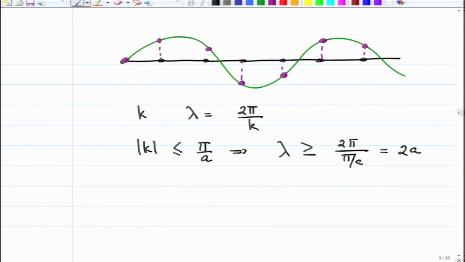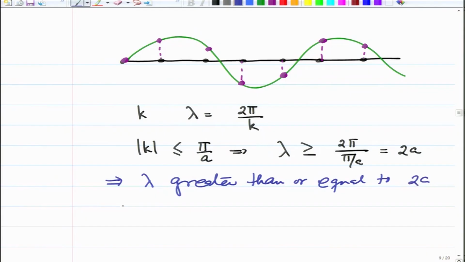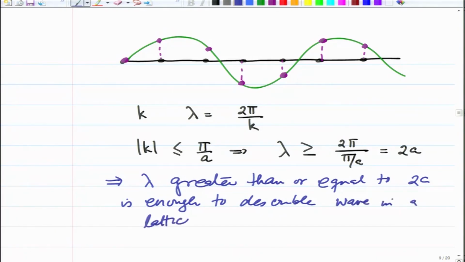So, what we are saying essentially by saying that k confined between minus pi over a and pi over a is the only relevant quantity also implies that lambda greater than or equal to 2a is enough to describe a wave in a lattice. What happens if I take a shorter lambda?